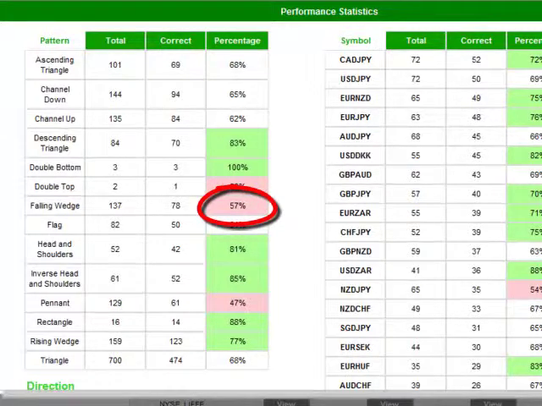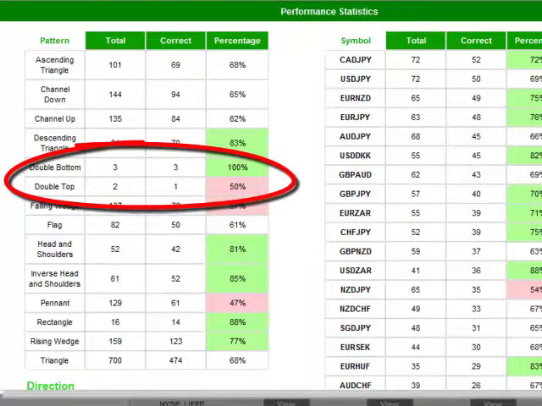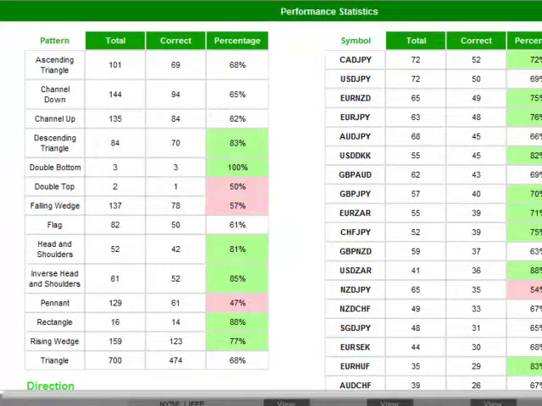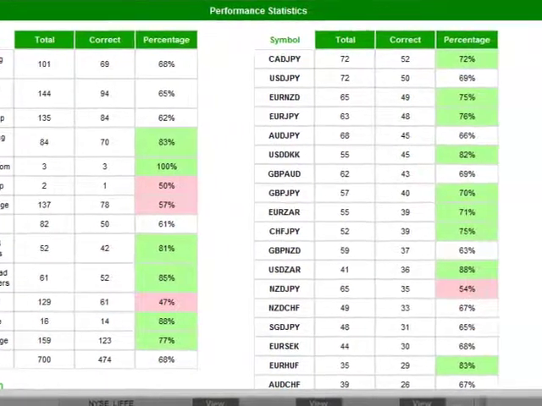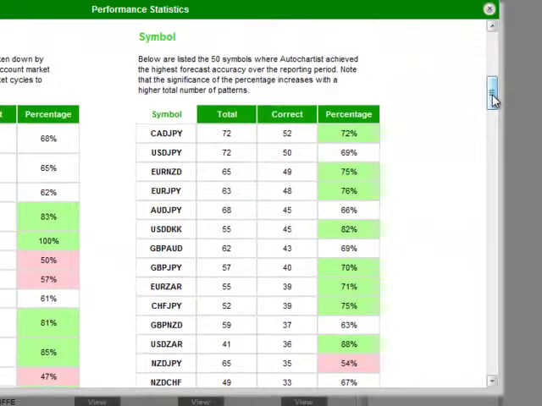Note that we deliberately included the number of patterns in each sample set so that you can evaluate the significance of each percentage. If you look at double tops and bottoms, the 100% is a score of 3 out of 3, and the 50% is 1 out of 2. Neither of these can be regarded with much confidence, really. Contrast that with 52 out of 61, which is a much more credible score of 85%. The symbols we've included are the ones with the highest number of successful patterns. So it's the top 50 or so sorted by this column.